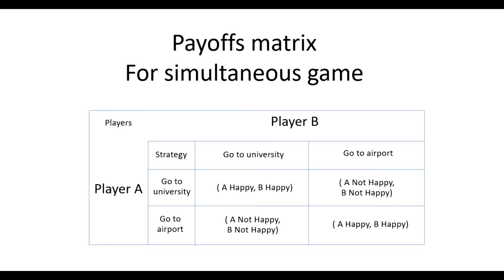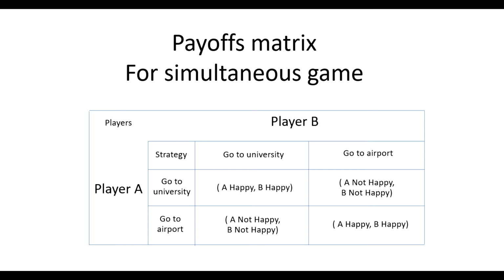If one player goes to university and the other player goes to university too, then they are both happy. A happy and B happy, that's the payoff. If A goes to university but B goes to airport, A is not happy and B is not happy either. That's also a payoff. So you have the positive payoff, A happy and B happy, and the negative payoff, A not happy and B not happy. Then you can see all the payoffs in the matrix.